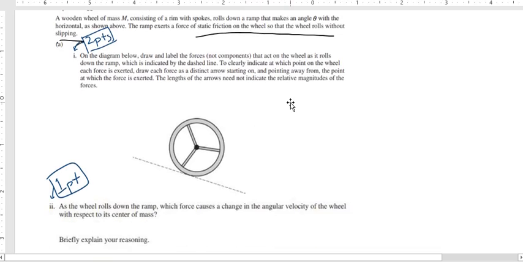They hate that, the components, that act on the wheel as it rolls down the ramp, which is indicated with the dashed line. To clearly indicate at which point on the wheel each force is exerted, draw each force as a distinct arrow starting on and pointing away from the point at which the force is exerted. The lengths of the arrows need not indicate the relative magnitudes of forces. So it's not like the Atwood machine where you had to get the length of the arrow right. We just have to show where they're coming from this time.